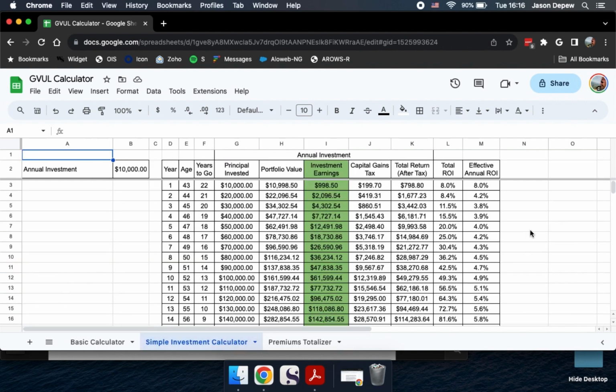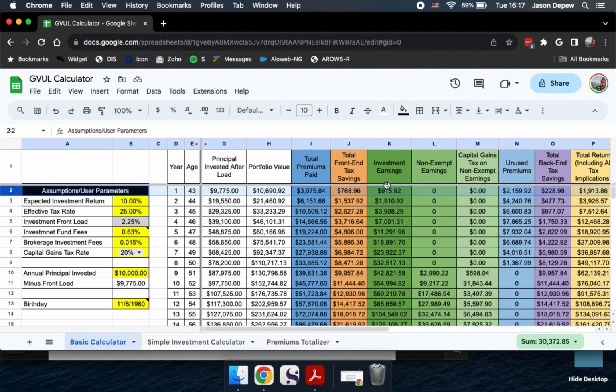This other tab is your simple investment calculator. This is if you open an investment account at Vanguard or Fidelity or Robinhood or M1 Finance or wherever else, and you just invest your money. Notice you get your full $10,000 of principal every year because there isn't a front load at any other brokerage that I know of that I would actually use. It shows your investment earnings, how much capital gains tax you're going to pay on that, your total return on investment after taxes, and then it does it as a raw percentage over the whole course of the investment, and then your effective annual return on investment in this column.